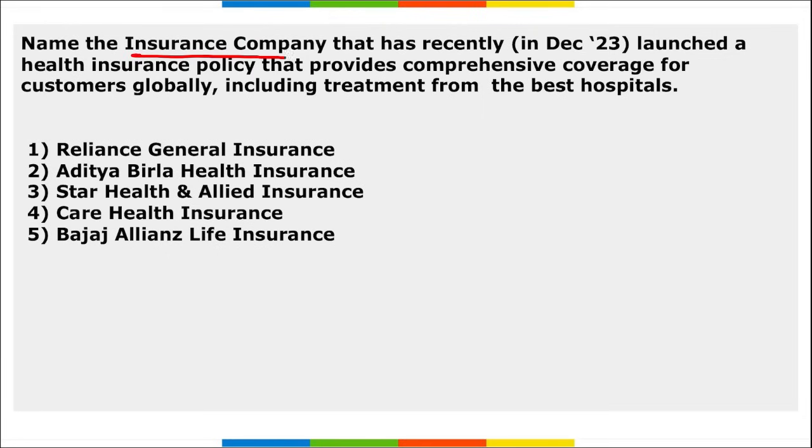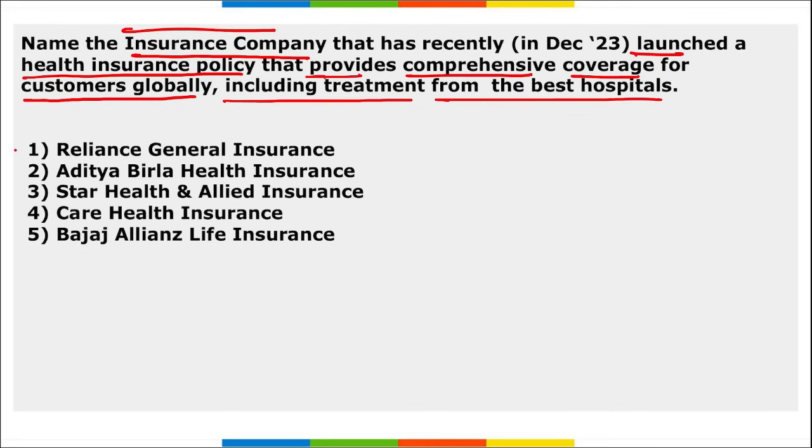Next, name the insurance company that recently launched a health insurance policy that provides comprehensive coverage for customers globally, including treatment from the best hospitals. Which is that insurance company? It is Reliance General Insurance, right? This is a subsidiary of Reliance Capital Limited, and they have introduced Reliance Health Global, a health insurance policy that provides comprehensive coverage for customers globally that includes treatment from the best hospitals.